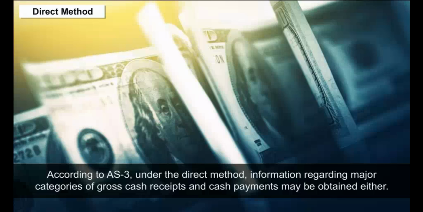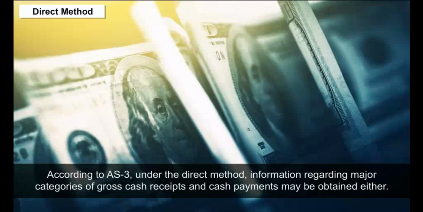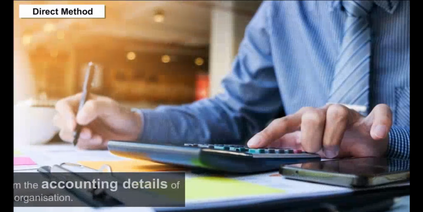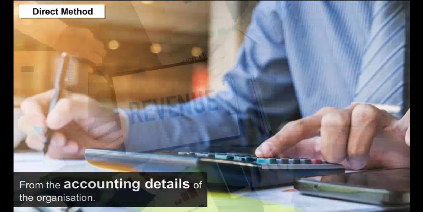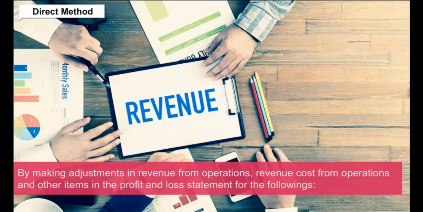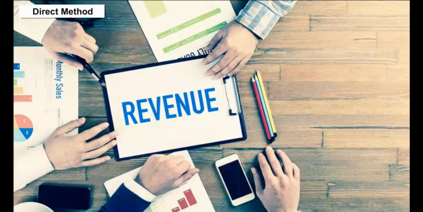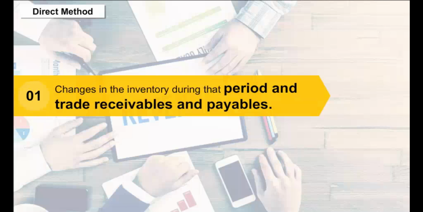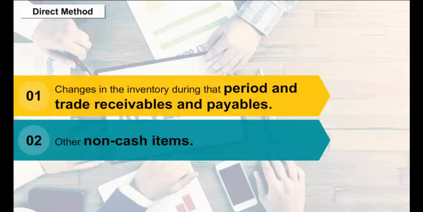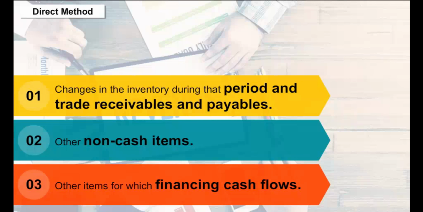According to AS3, under the direct method, information regarding major categories of gross cash receipts and cash payments may be obtained either from the accounting details of the organization, or by making adjustments in revenue from operations, cost of revenue from operations, and other items in the profit and loss statement for the following. 1. Changes in the inventory during that period and trade receivables and payables. 2. Other non-cash items. 3. Other items for which financing cash flows.